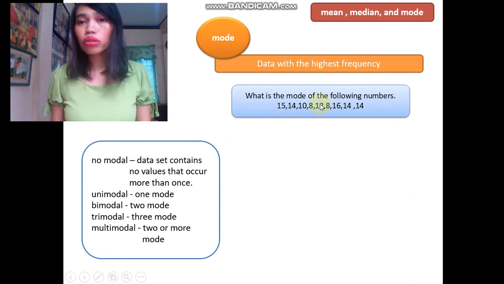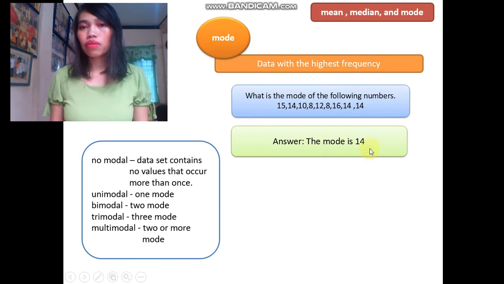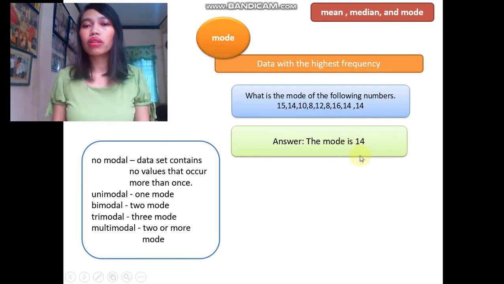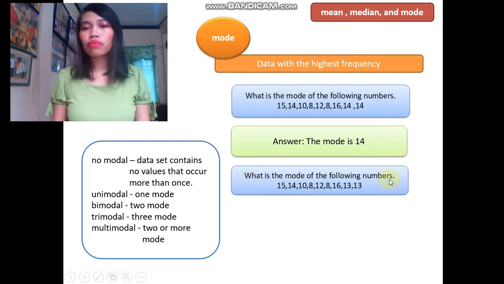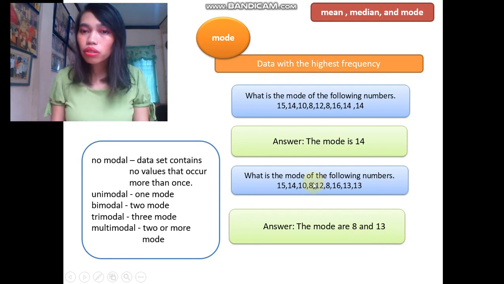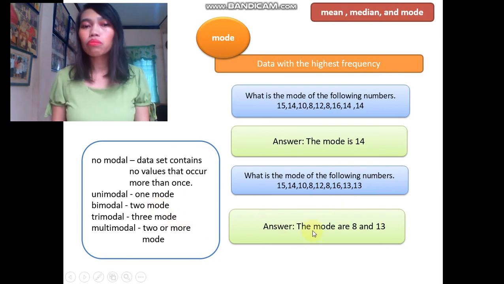What is the mode of the following numbers? The answer is 14 because there are three 14s. So this is an example of unimodal because you only have one mode. What is the mode of the following numbers? Answer: the modes are 8 and 13, because you have two 8s and you also have two 13s. So this is an example of bimodal, or two modes. Generally, it is called multimodal.